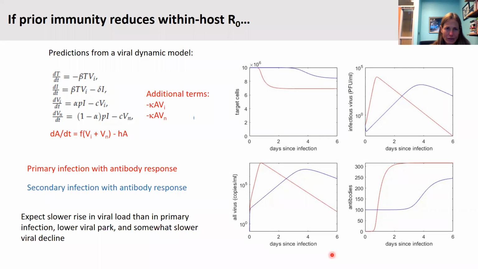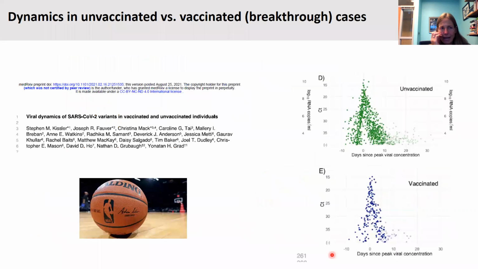So those are expectations. But then the thing that baffles me is this really wonderful work that Stephen Kistler and Jonathan Grad have been working on, where they have data from NBA players, right? Where there's just incredible surveillance, and they're getting tested very, very often to see if they're positive, right? And so some of these players were vaccinated, some were unvaccinated. And here's some dynamics of just those individuals.